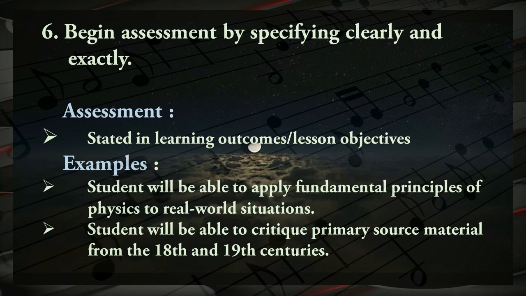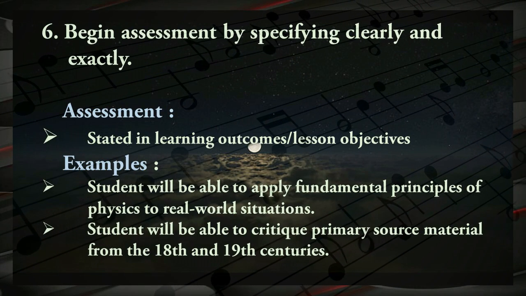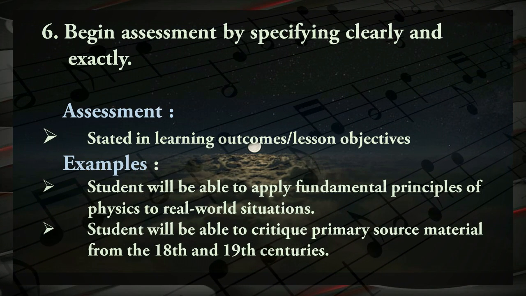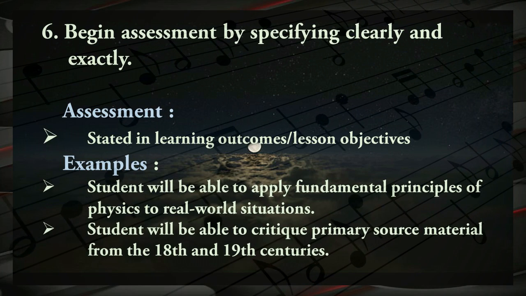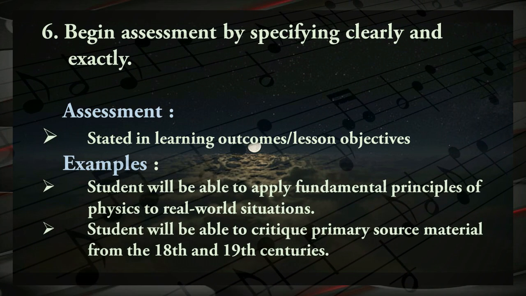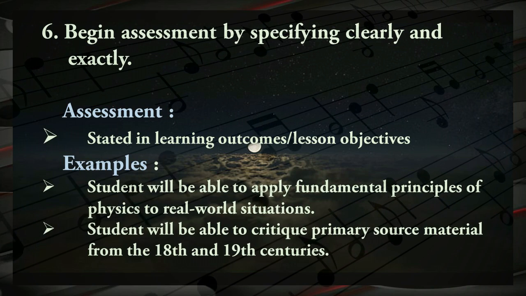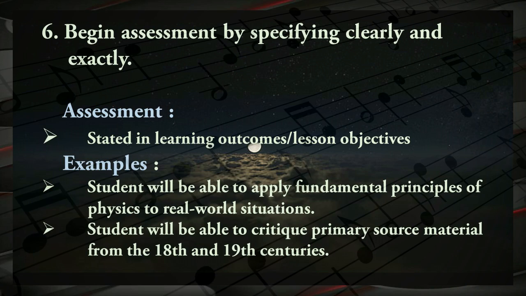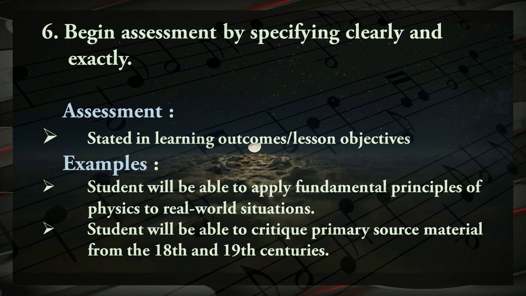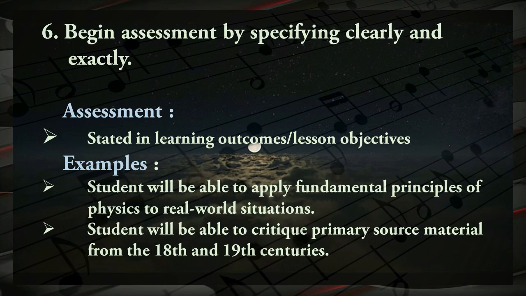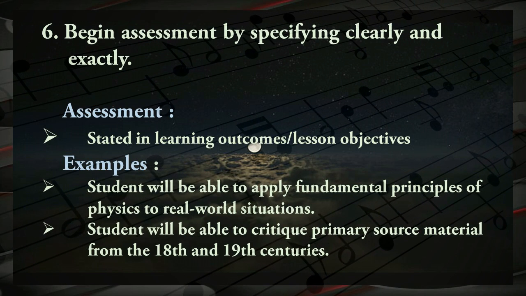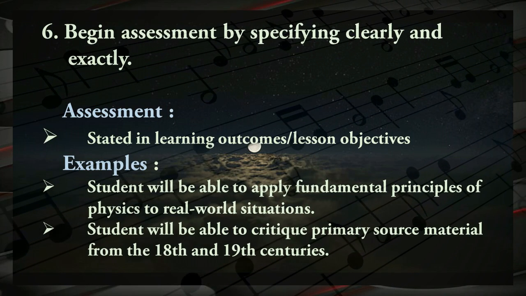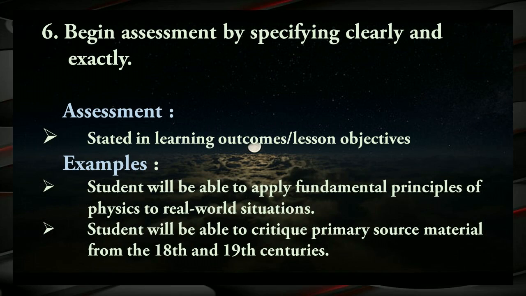Principle number 6. Begin assessment by specifying clearly and exactly. So, assessment should be stated in learning outcomes and lesson objectives. Examples. Student will be able to apply fundamental principles of physics to real-world situations. Second example. Student will be able to critique primary source material from the 18th and 19th centuries. Those are very specific objectives.